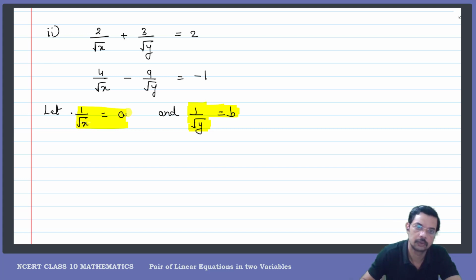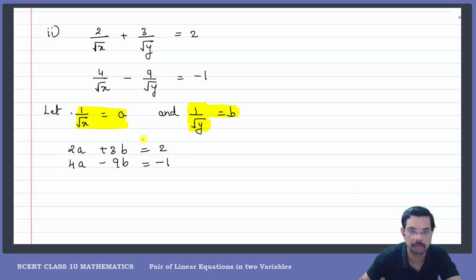So 1 by root x is equal to a. So now onwards I am not going to separate them, I will directly write. So from the first equation what I get is 2a. Therefore the equation becomes 2a plus 3b equal to 2, and the second one is 4a minus 9b equal to minus 1.